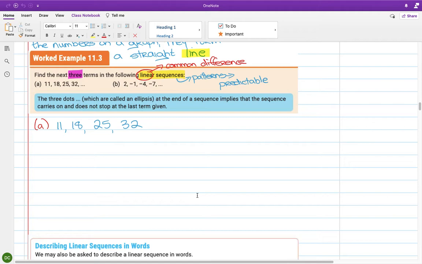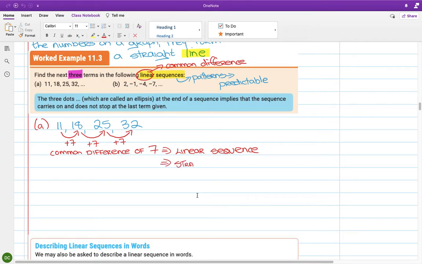From 11 to 18, that's a jump of 7. From 18 to 25 is 7. From 25 to 32 is 7. So we have a common difference of 7. That tells us that this is a linear sequence. And if we were to put these numbers on a graph, they would line up.